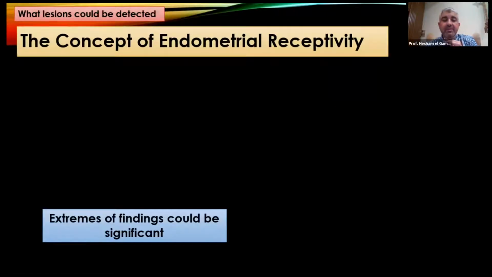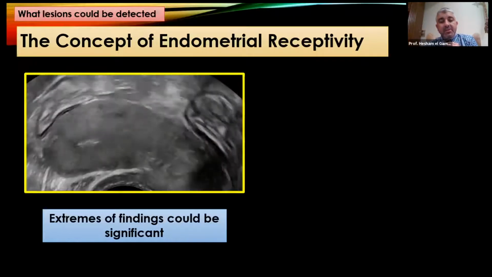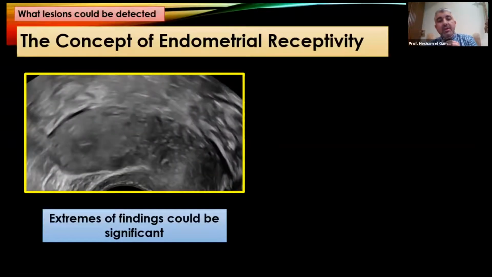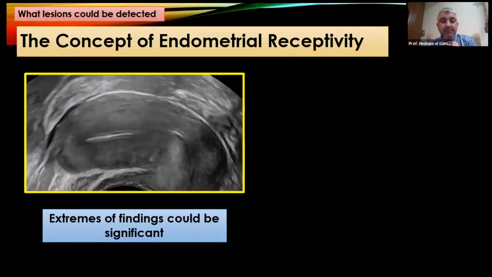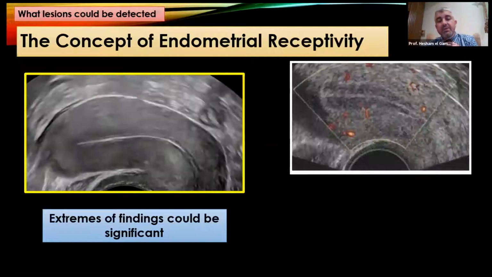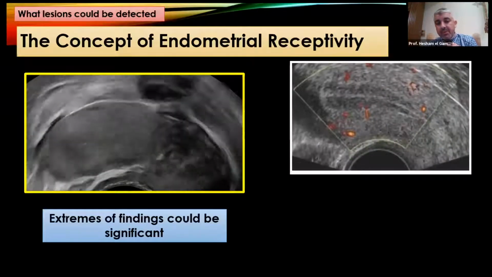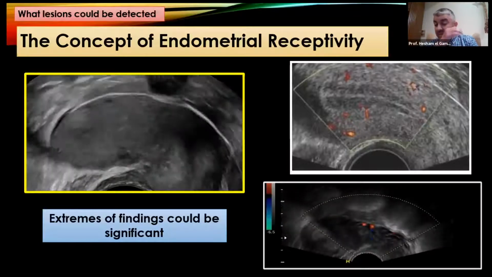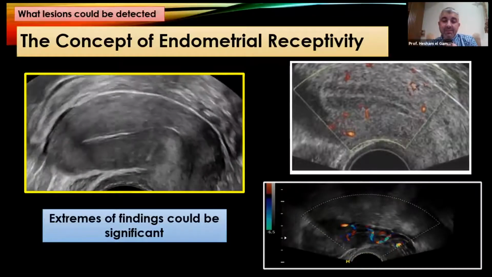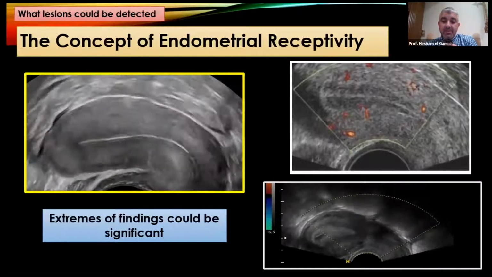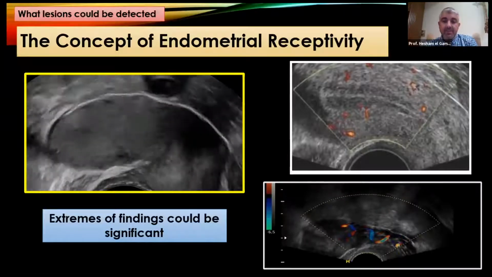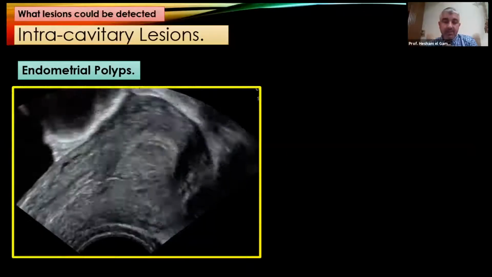The new evidence does not suggest that you have to take all these cutoffs, but the extremes of findings are important. If you see a very thin endometrium in the mid-luteal phase, this is unfavorable. If you don't see any blood flow in the endometrium, again with lowering the PRF, this is abnormal. Or if you see an absent end-diastolic flow in the uterine artery, this could be significant with decreased implantation. But again, this is not very well evidenced with the latest studies.